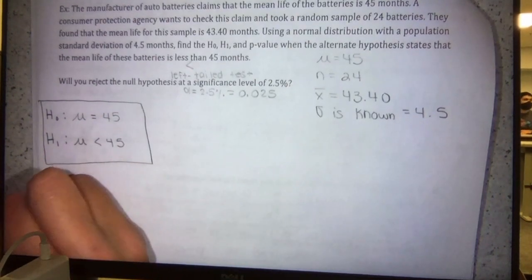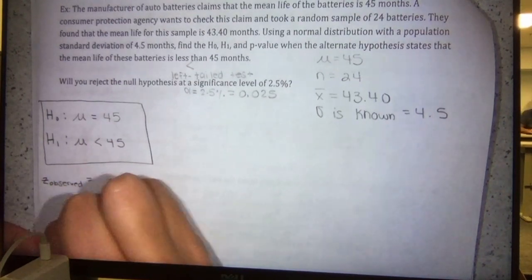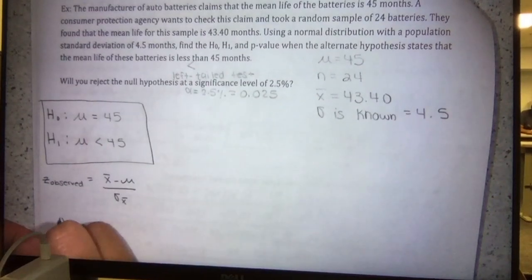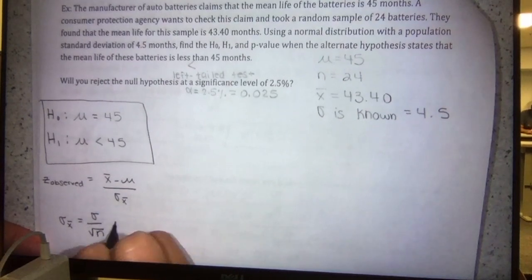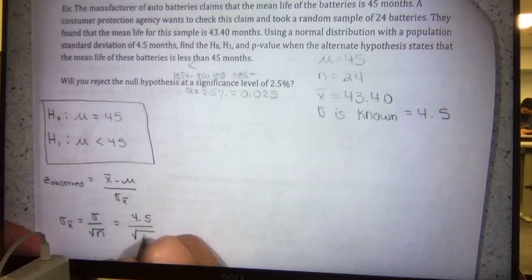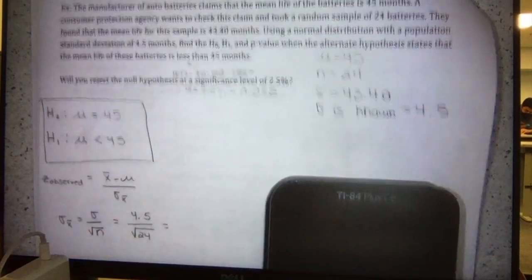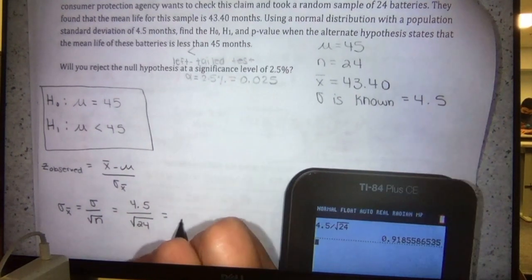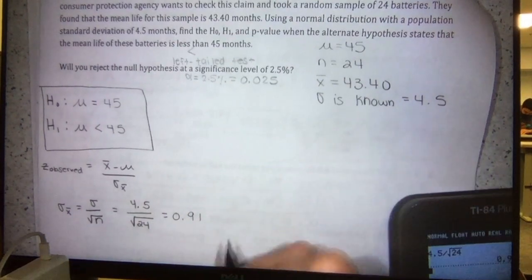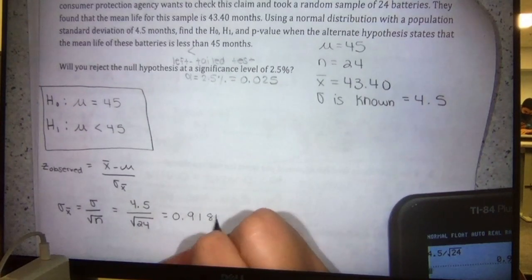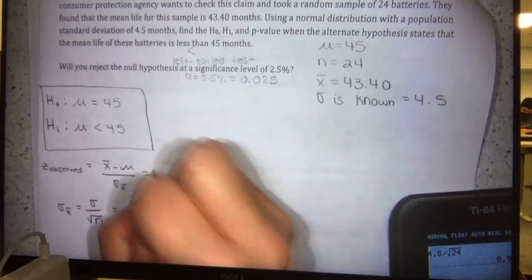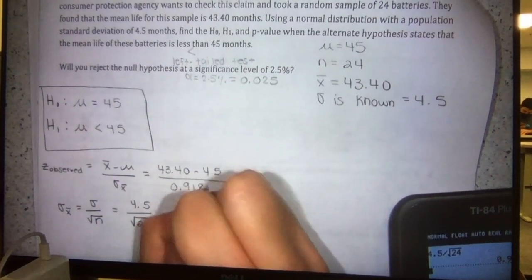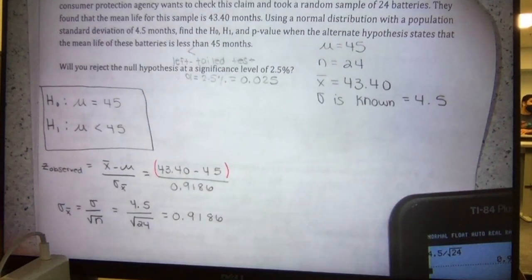So we need to find our z observed so that we can find the p-value, which is x bar minus our mean all over our sampling standard deviation. So let's find our sampling standard deviation, which is our population standard deviation over the square root of n. So 4.5 over the square root of 24, which is 0.91855, which will be 0.9186. Now plugging everything in to find our z observed, we get 43.40 minus 45, which is our mu, all over 0.9186. Remember to put this top in parentheses because it's a fraction in our calculator.